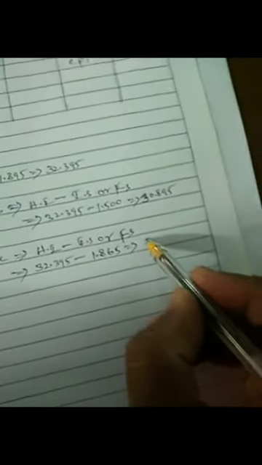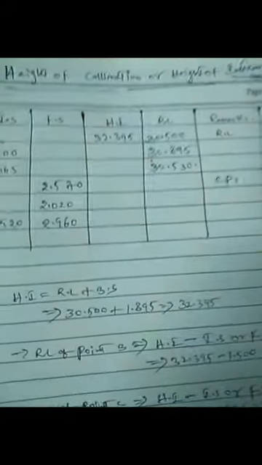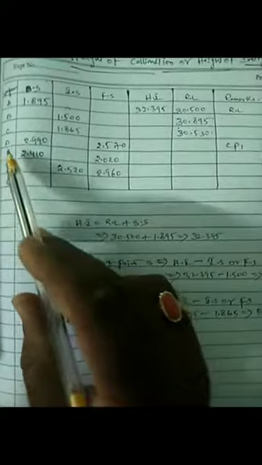1.865 is equal to how much you will be getting? That is known as 30.530. You have to write here 30.530. Okay. Up to here we have completed the station point C.